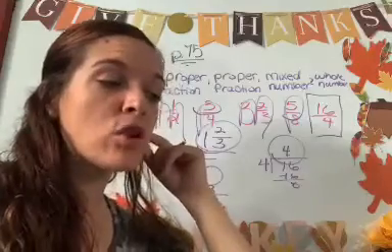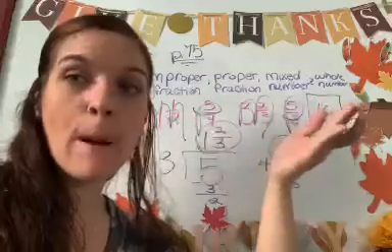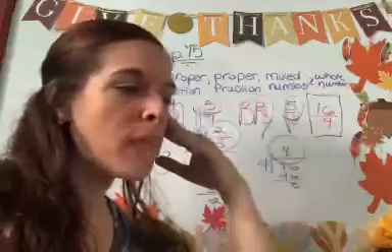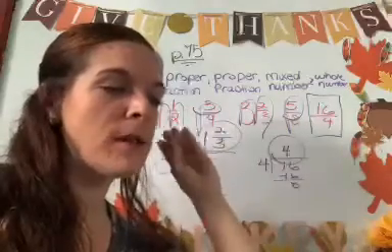Number 3, circle the whole numbers, números enteros, box the fractions. Fractions are your proper fractions. And underline the mixed numbers. That's your whole numbers with your fractions, right?